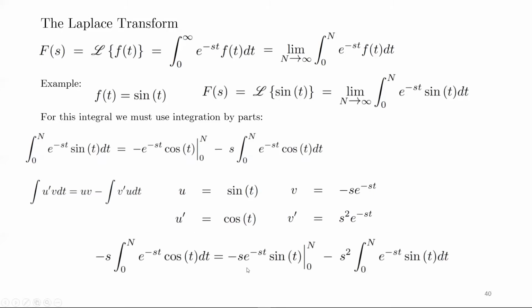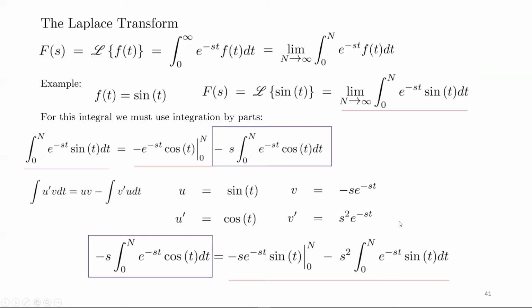This integral is equal to, well, u times v, sine of t times v, which is this negative s times this exponential. So this term here, evaluated at n and 0. Take away the integral of v prime times u dt. So v prime down the bottom here times u, which is sine. Okay. So this integral in purple here, I've evaluated using integration by parts, and I get this term here.